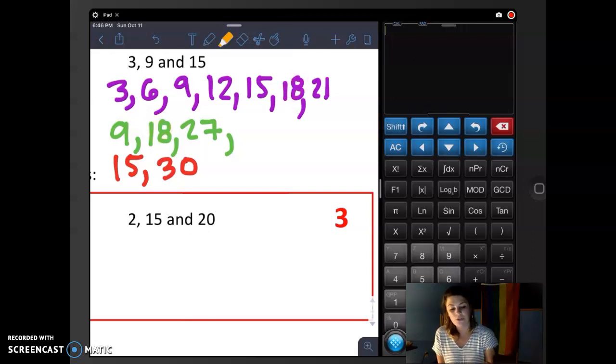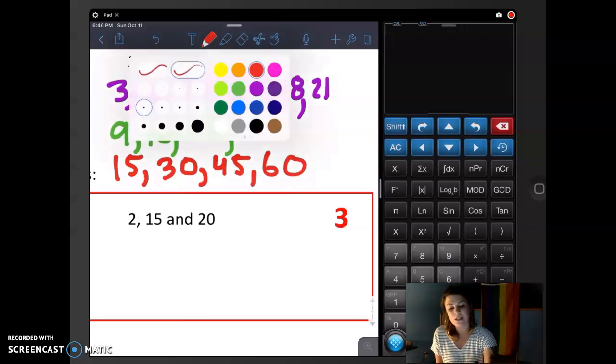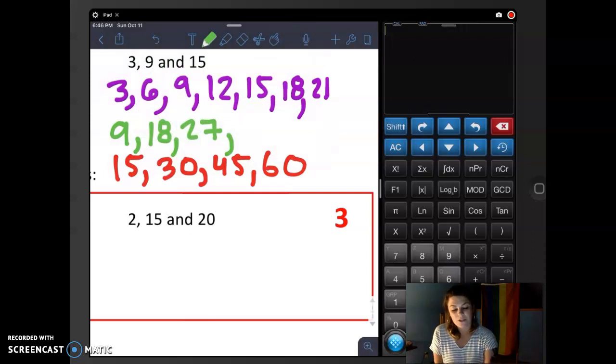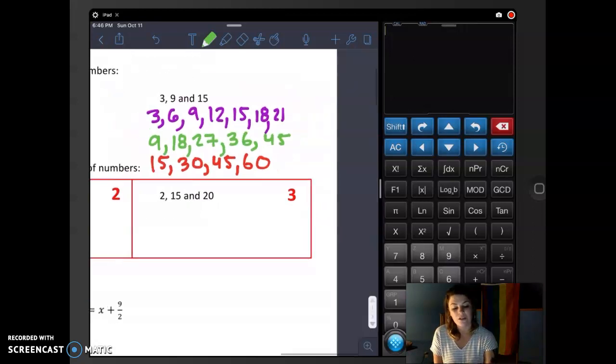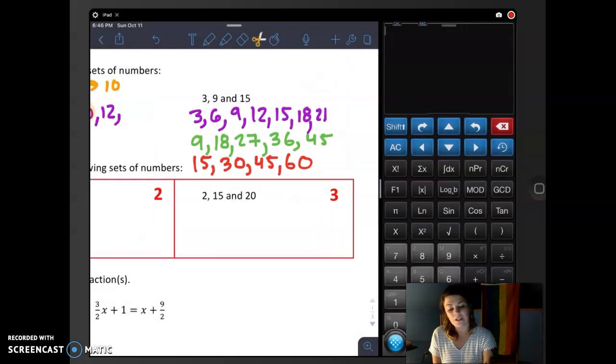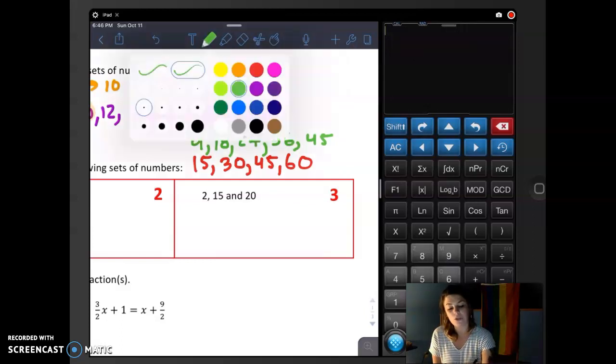And so we need to keep going to try to find our least common multiple, smallest common multiple. So then after this comes 45 and then 60. Let's see if that helps us with anything else. So the next one would be 36, and then we have 45. All right, and then I'm gonna keep going. I think it's gonna be 45, but let's see.